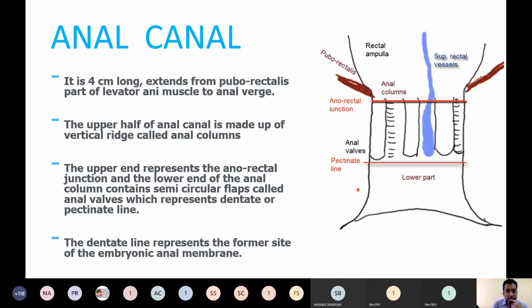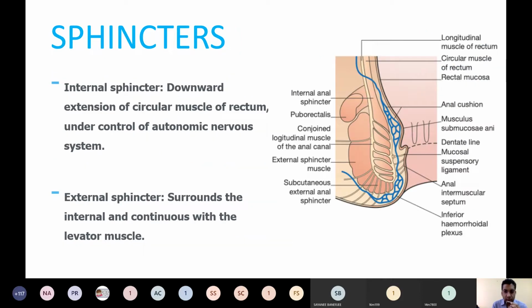So this is the anatomy that you are supposed to know for today's class. In the previous class we discussed the variations in the blood circulation, venous drainage, lymphatics, and nerve supply. But for today's class, you need to know about the anal glands precisely, where they are emptying their mucus.